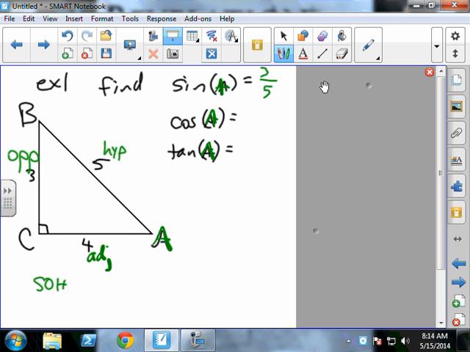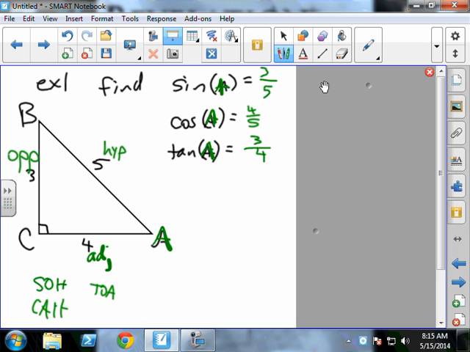Okay. So what about this second part? What about the cosine of A then? What's that going to be? The cosine of A: the adjacent, with respect to A, to the hypotenuse. So it's going to be what to what? 4 over 5. Everybody all right so far? What about the tangent? TOA, T-O-A. The tangent is 3 over 4.